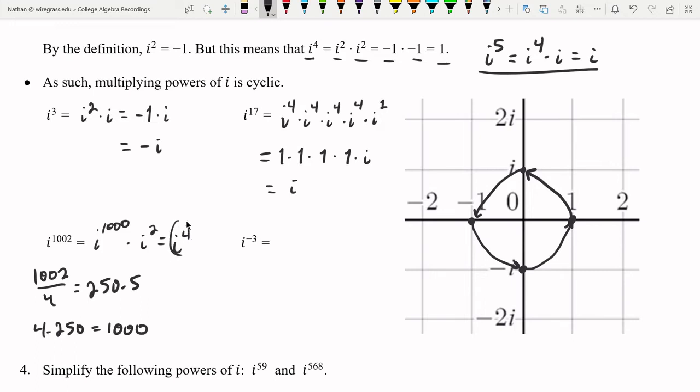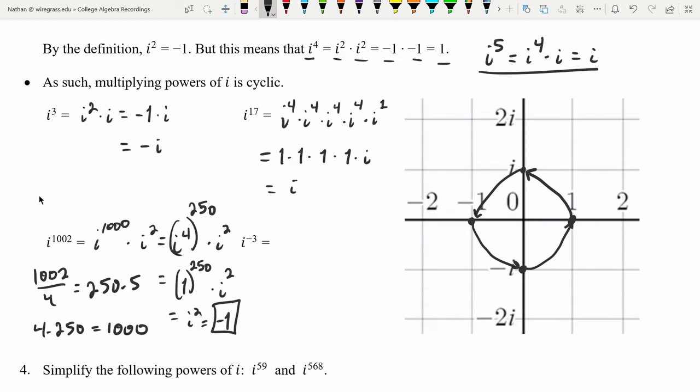I to the fourth power to the 250. That's just a rule of exponents. 4 times 250 is 1,000. I just broke it up. And i to the fourth power is just 1. 1 to any power is 1. So 1 to the 250 is 1 times i squared is just i squared. And i squared is -1. So i to the 1002 is the same thing as i squared, which is just -1.